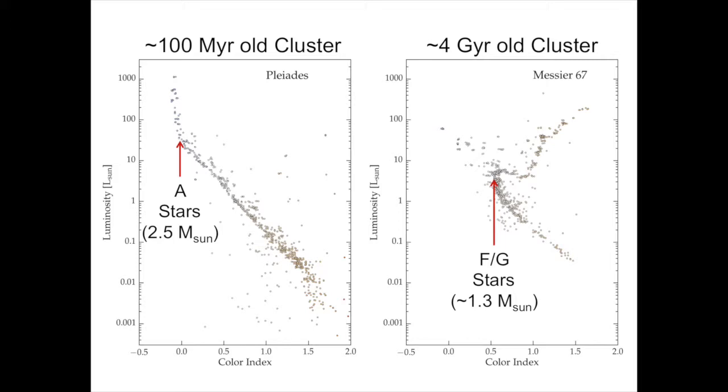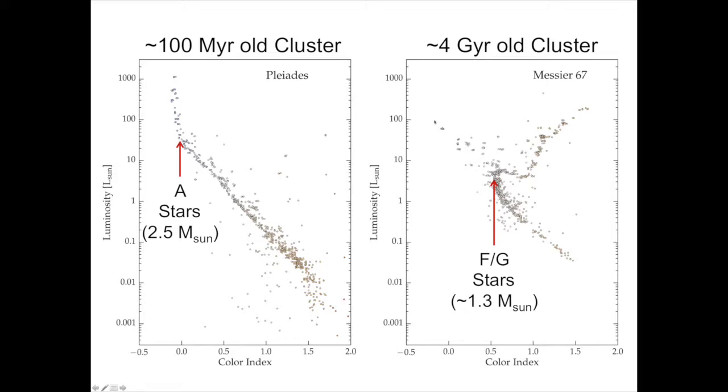A 4 billion year old two solar mass star will no longer be on the main sequence, but will have evolved away onto the giant branch. And indeed, you can see stars here that are already becoming subgiants, and many stars that have evolved not only to the giant branch, but to the horizontal branch and the asymptotic giant branch as well.